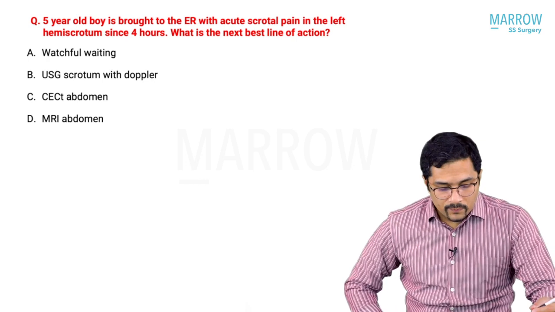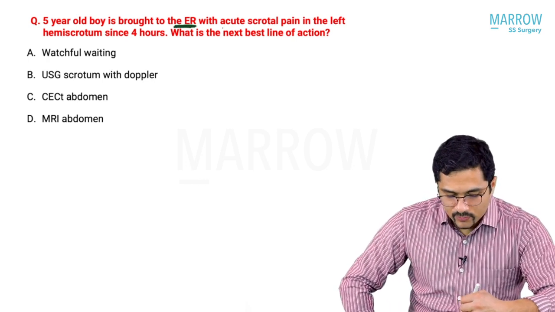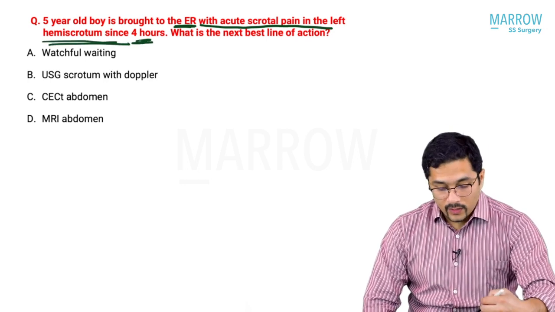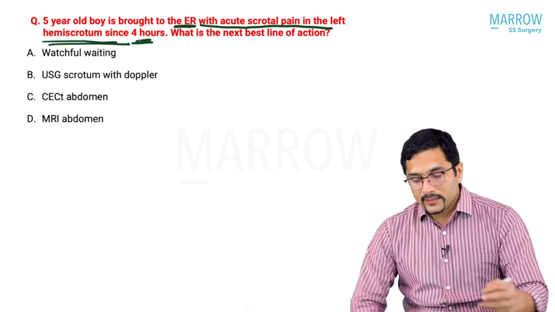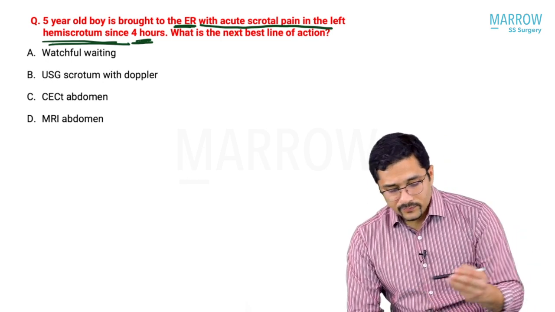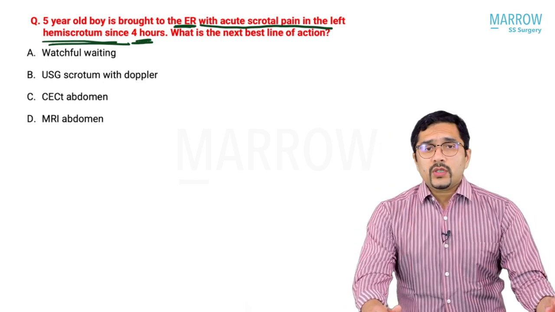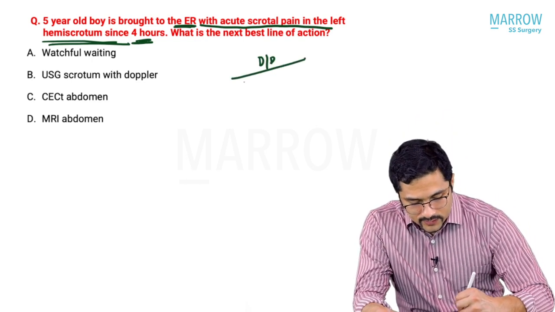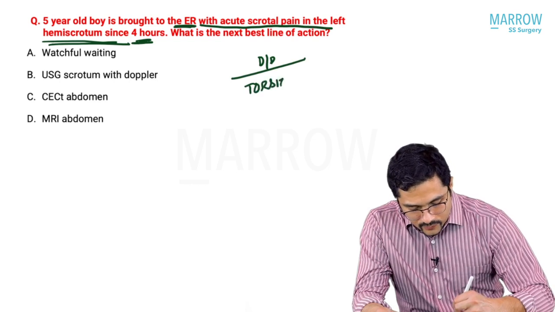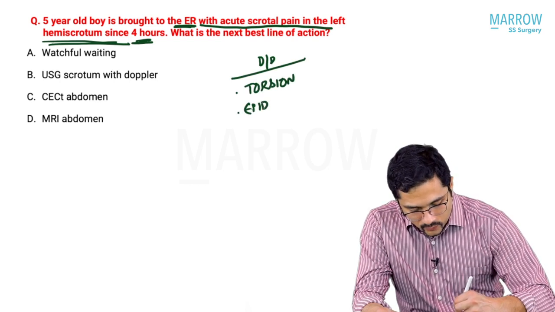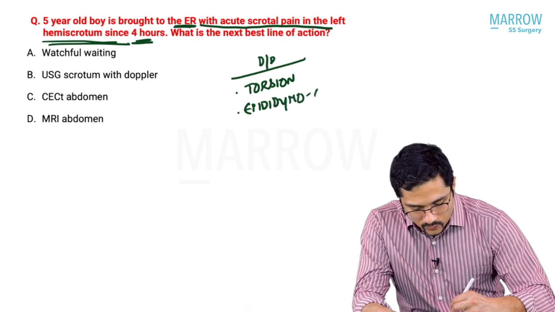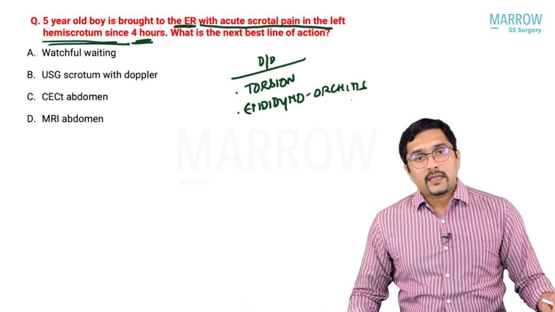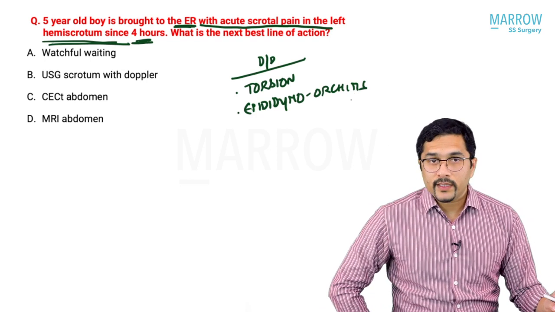You have a 5-year-old boy who is brought to the emergency room with acute scrotal pain on the left hemiscrotum since 4 hours. What is the next best line of action in this child? So, there is acute scrotal pain, right? You know the differential diagnoses are going to be torsion and epididymo-orchitis. Now, torsion is a surgical emergency, whereas epididymo-orchitis can be managed conservatively.